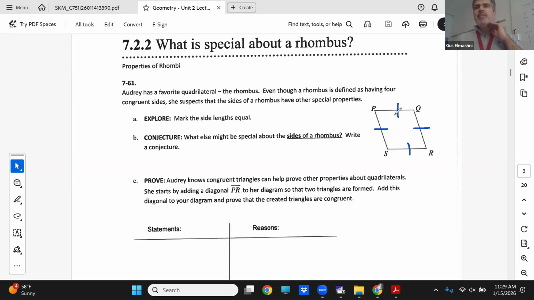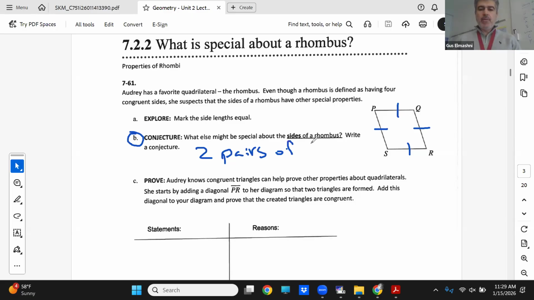I know. I know. It's a lot of different markings. I think you're right. Okay. So what else can we say about this? About the sides? What else? Faith, good. Yep.